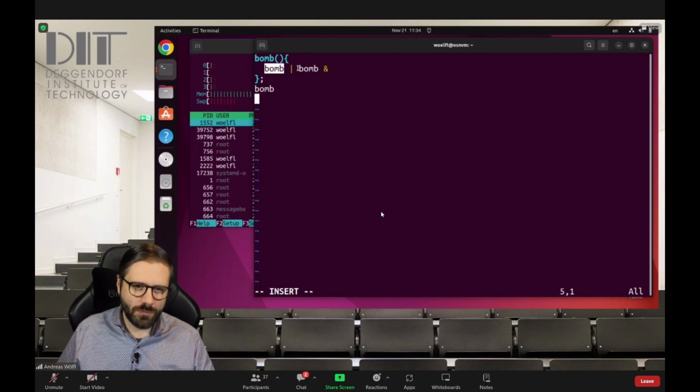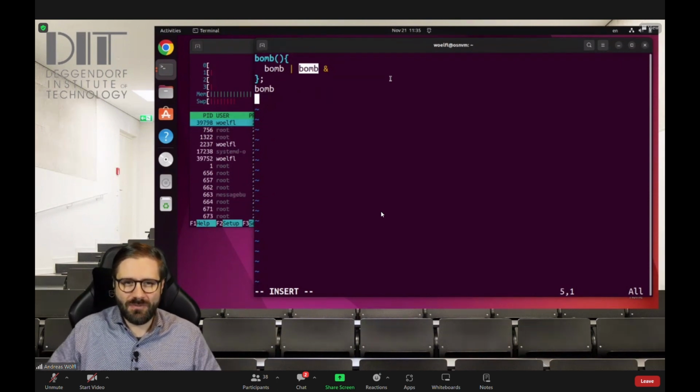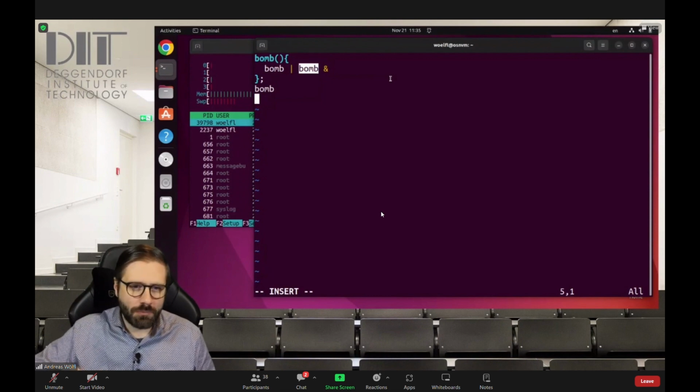It starts two processes and creates a connection between these two bomb processes such that the output of the first bomb process is the input of the second bomb process, and then we move this into the background. And as this is a recursive function, it calls itself, and this way creates an exponential invocation of the same process all over again. This is what's happening here.